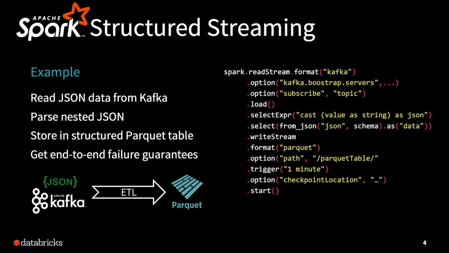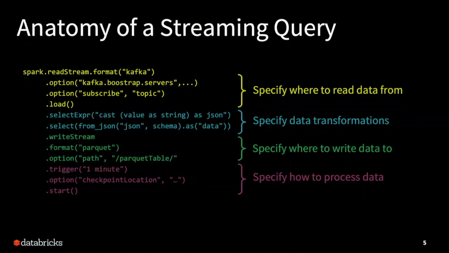The code that you would have to write is basically what you see on the screen. And roughly this code can be broken down into 4 clear parts. 1, you specify where to read the data from. 2, you specify how to transform the data now that you have read it. 3, where you want to write the data. And 4, the details of how exactly to write and process. Do we want to do it in 1-minute micro-batches or 10-second micro-batches?